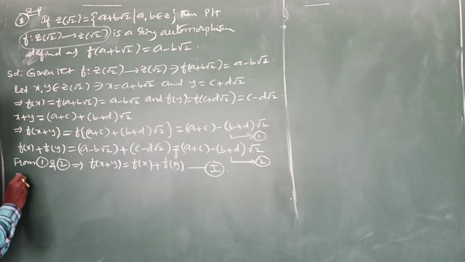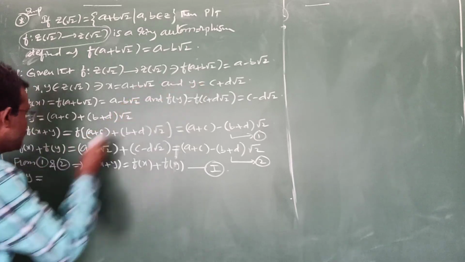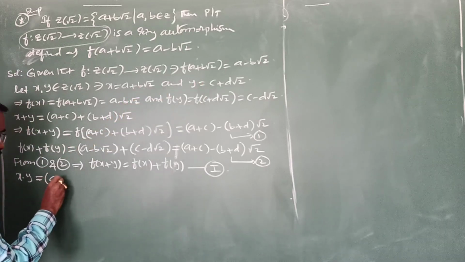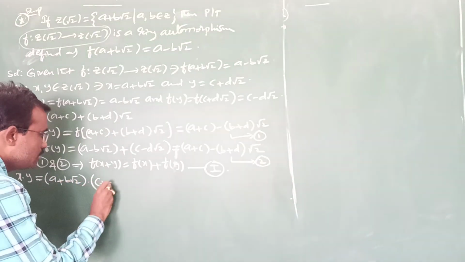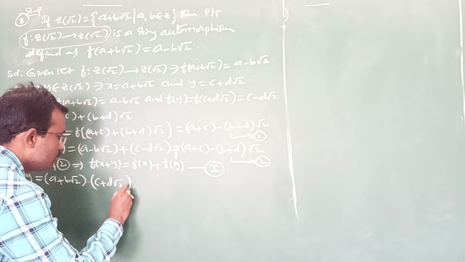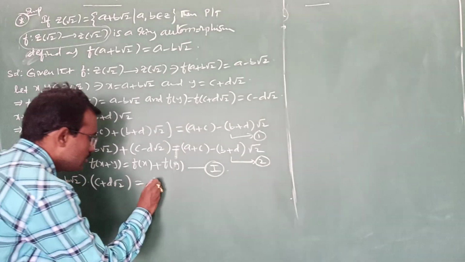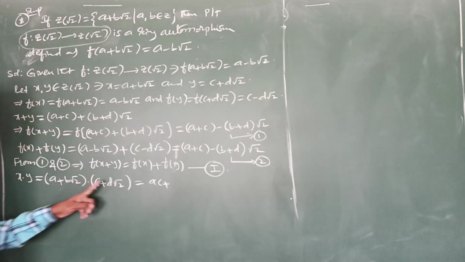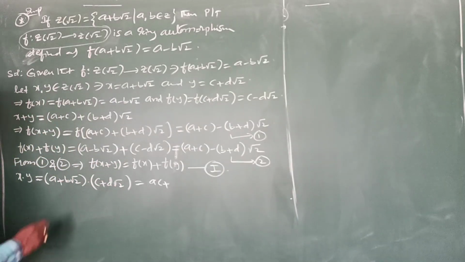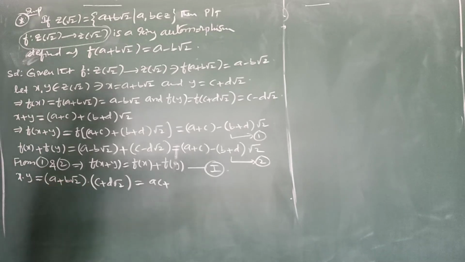For that, first define x into y. Now do the product of these two things. X is what? a plus b root 2, into y, which is c plus d into root 2, right? Do the product. AC plus, sorry, this into this, AC plus root 2 into root 2 is what?